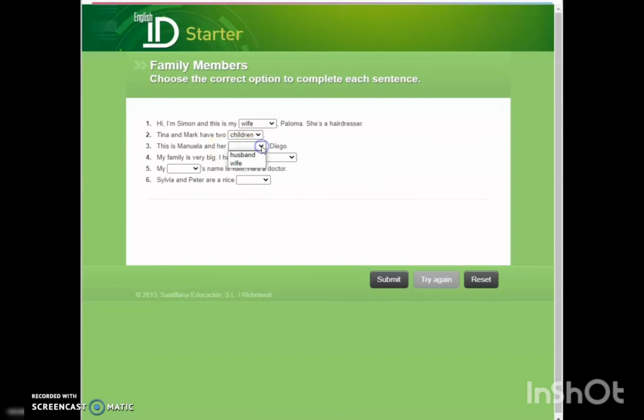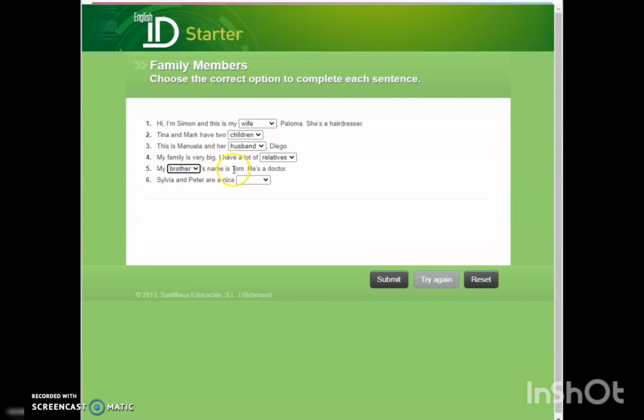And her husband, Diego. 4, my family is very big. I have a lot of parents. Parents, is correct to say parents or relatives? What do you think? In this case, if you say parents, mi familia es muy grande, tengo muchos padres. No, for that is relatives. Relatives means in Spanish, parientes. Tengo muchos parientes.